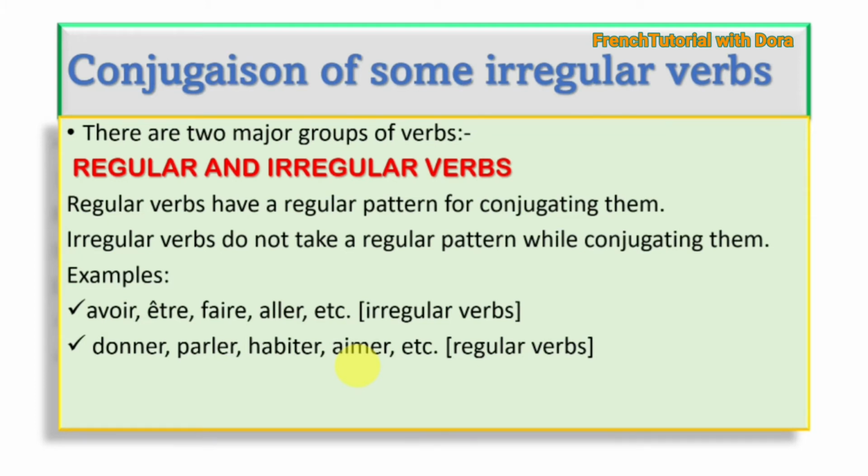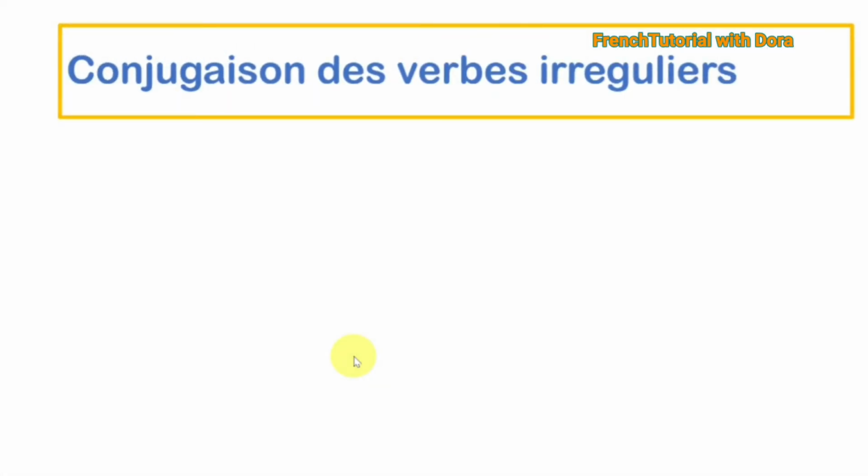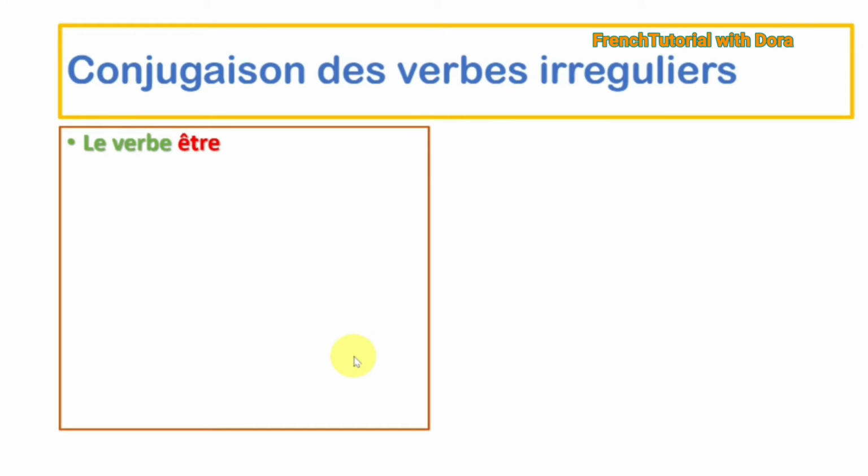Okay, so we have the verbs donner, parler, habiter, and aimer. These are regular verbs that belong to ER verbs. So now let's go on and conjugate some of these irregular verbs. And the first one I'll conjugate for you is the verb être. The verb être, that's the verb to be, être.